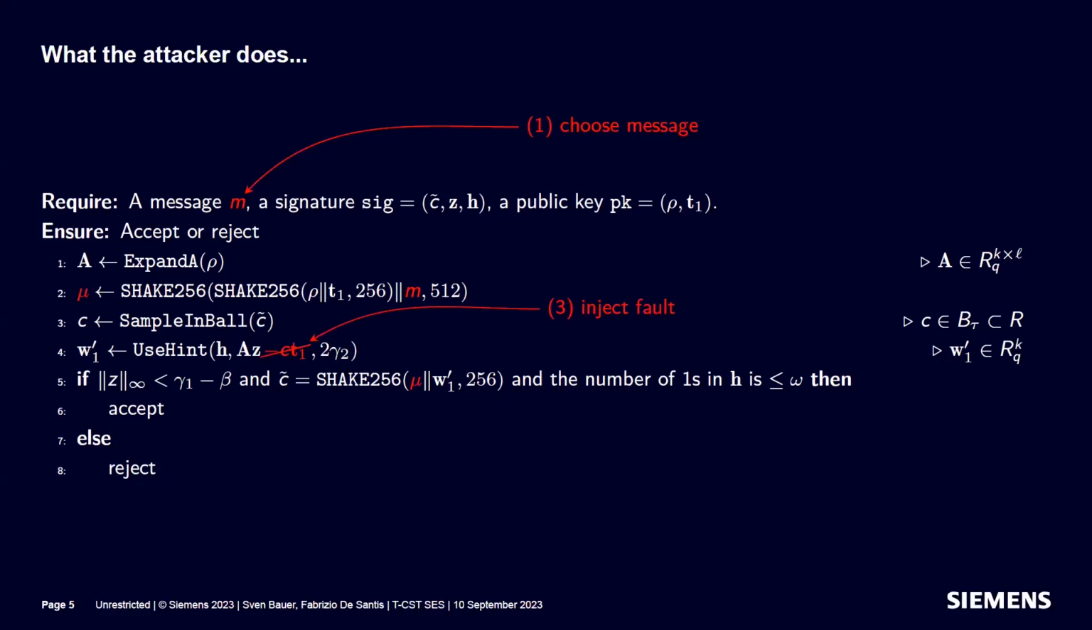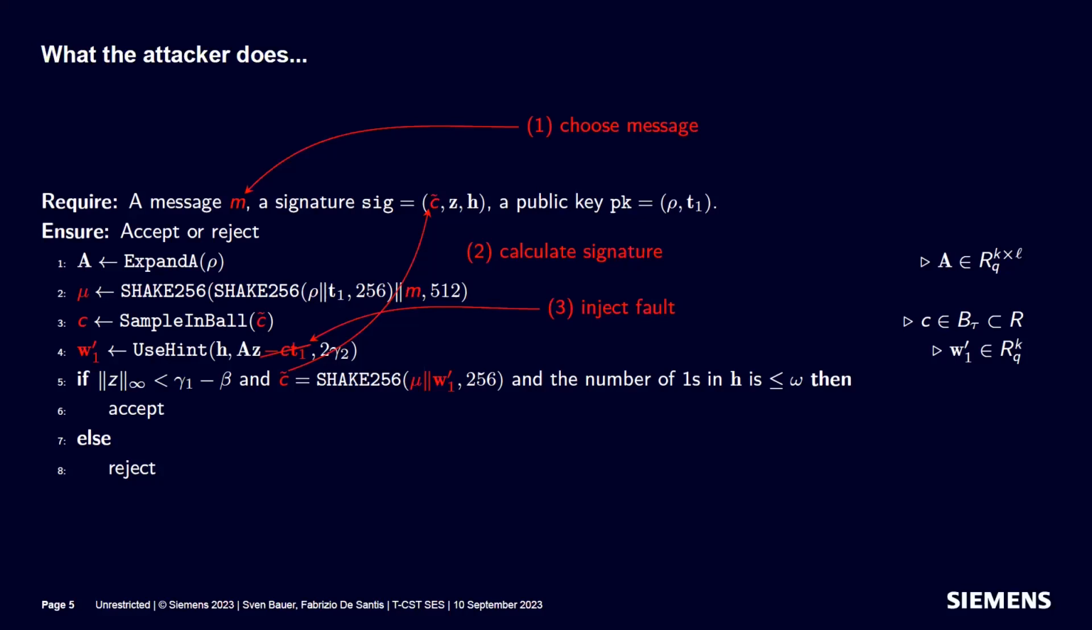The third thing the attacker does, and I've left out the second thing for didactical reasons, we'll see in a moment why, is inject a fault that will exactly skip this step. So we'll skip this subtraction step there. Let's just for the time being assume we've done that. If you do that, then the value on the left, W1 prime, changes, obviously, because you've changed the values on the right. That means the input to SHAKE here in line 5 changes. Obviously, that means C tilde changes.